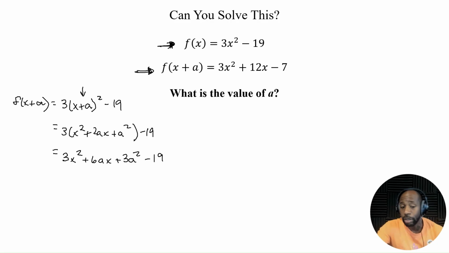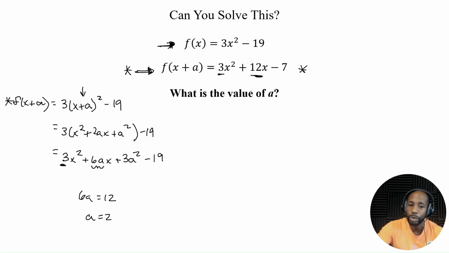Okay, now check this out. If this is x plus a, and this is x plus a as well, then they should be equal. Look at the coefficients for the variable. So this is a 3, this is a 3. This is 12, positive 12, so this 6 times a should be equal to 12 as well. 6a equals 12, so a is equal to 2.